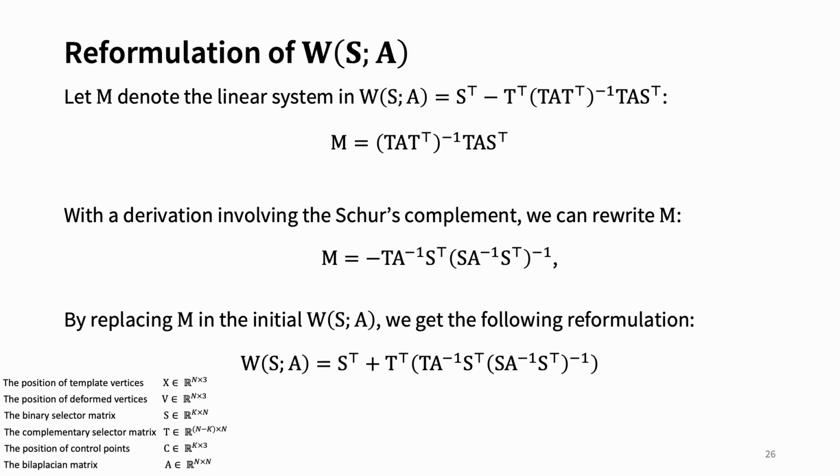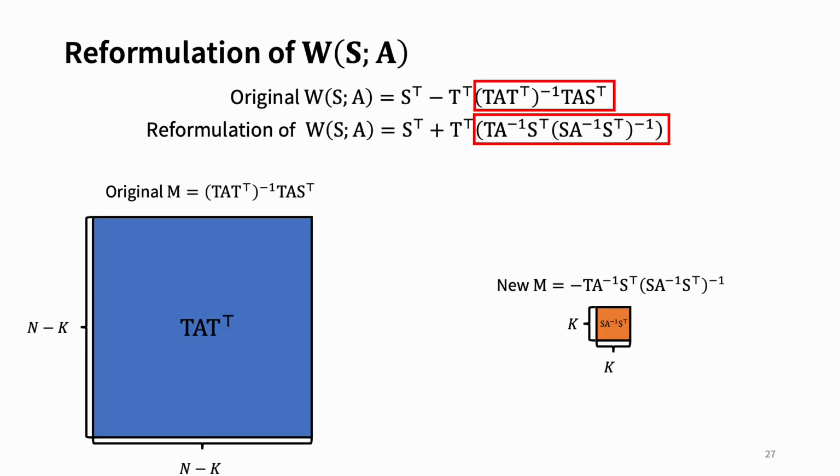By replacing M in the initial biharmonic weight, we get the following reformulation. Now, we compare the difference between the original M and new M by our reformulation. Here, SA inverse S transpose is way smaller than TAT transpose.